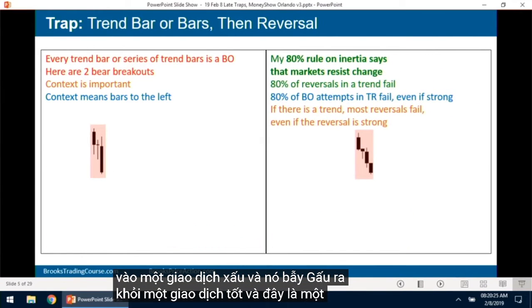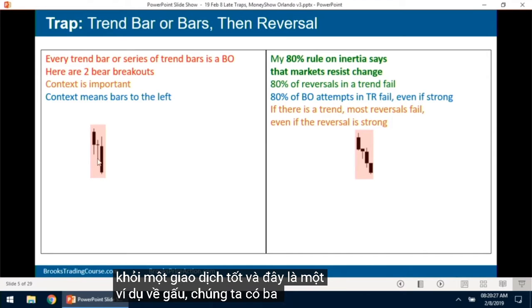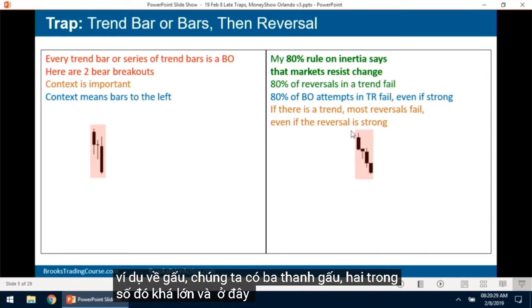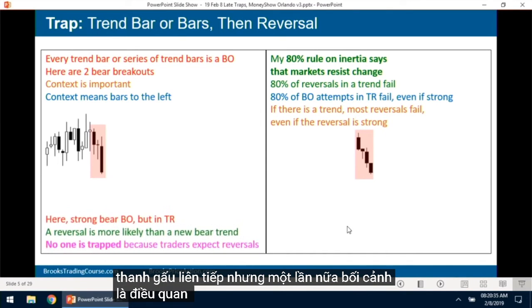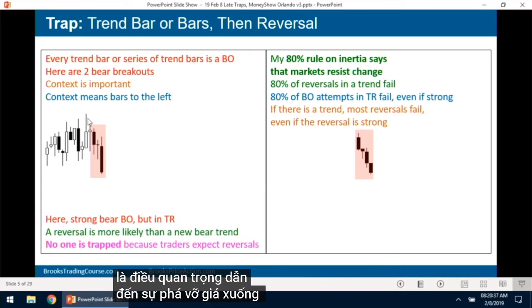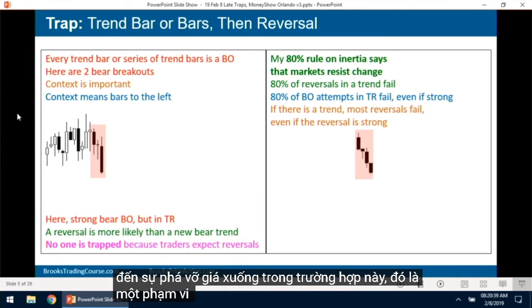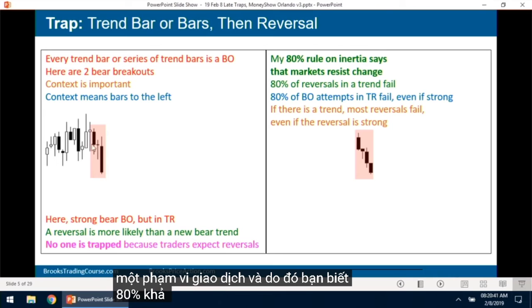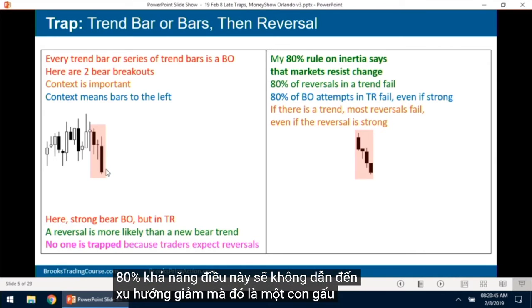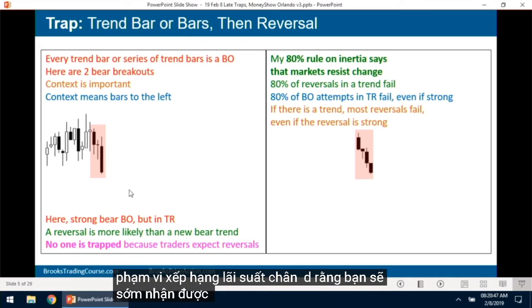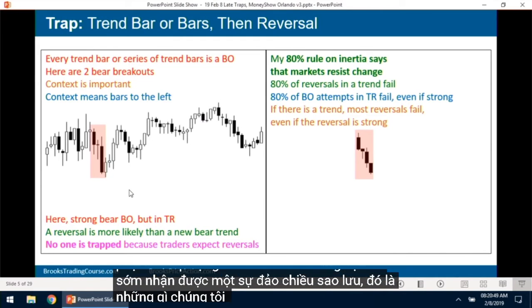And this is a bear example. We have 3 bear bars, 2 of them pretty big. And here we have 4 consecutive bear bars. But again, context is important. What took place leading up to the bear breakout? In this case, it was a trading range. And therefore, there's an 80% chance this is not going to lead to a bear trend, that it's a bear leg in a trading range, and that you'll soon get a reversal back up, which is what we did.